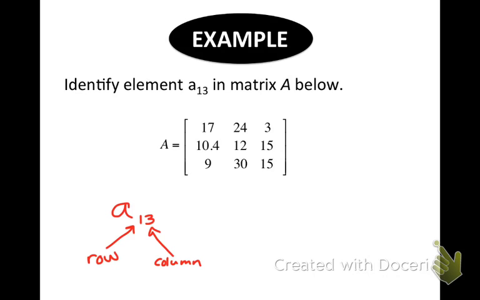So if I go to row 1, well, 17 would be column 1. In row 1, 24 would be column 2. So in row 1, column 3 would be element 3. What would be a 2-1? 10.4. What would be a 3-3? 15. Good. Okay. So we can identify elements. We can identify dimensions. So far, so good?